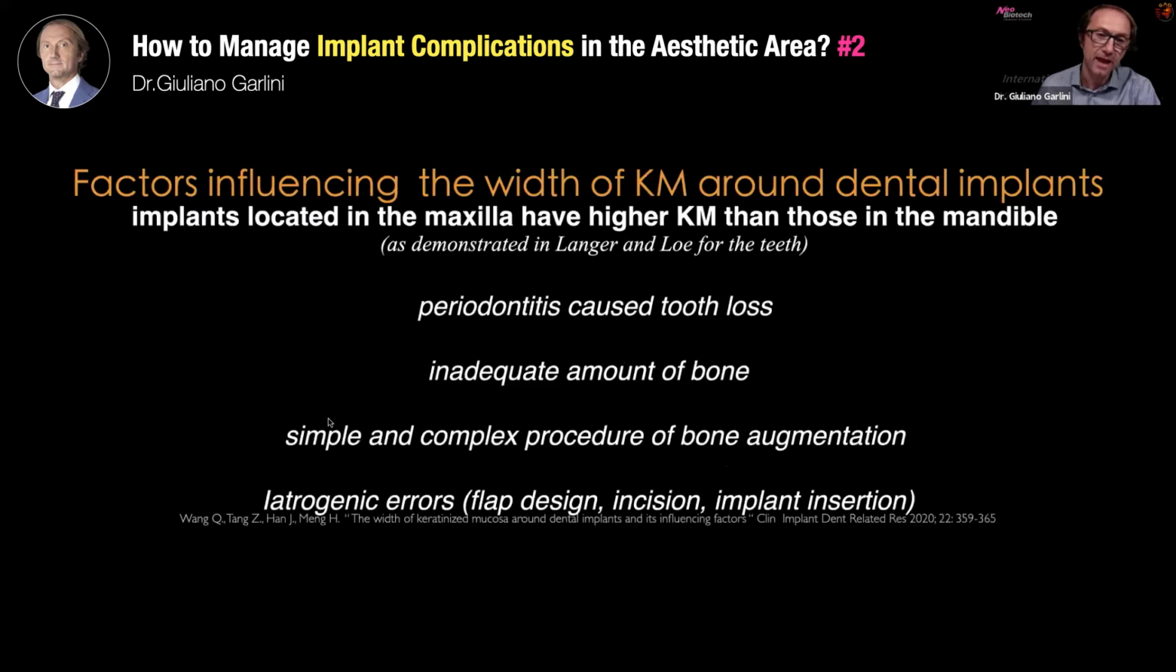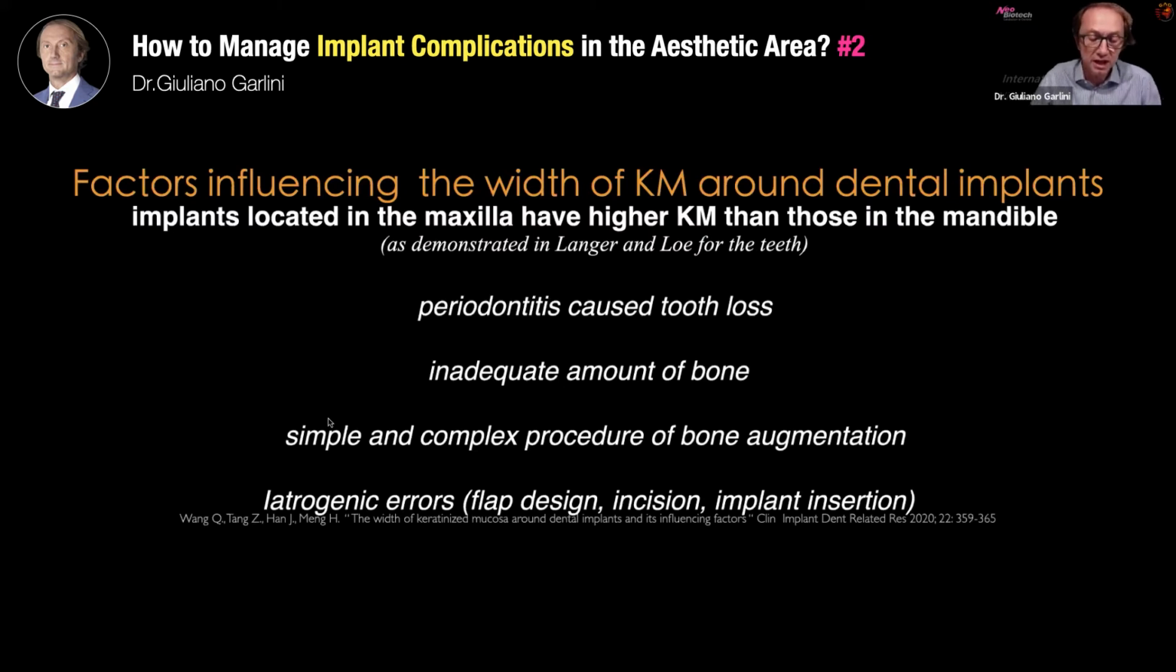Which are the factors that are able to influence the width of keratinized mucosa around the dental implants? We must have this concept very clear in our mind when we have to treat patients with biological complications, especially in the anterior area of the maxilla. First of all, we must remember that implants located in the maxilla have higher keratinized mucosa than those in the mandible, as was demonstrated by Lang and Löe for the teeth.